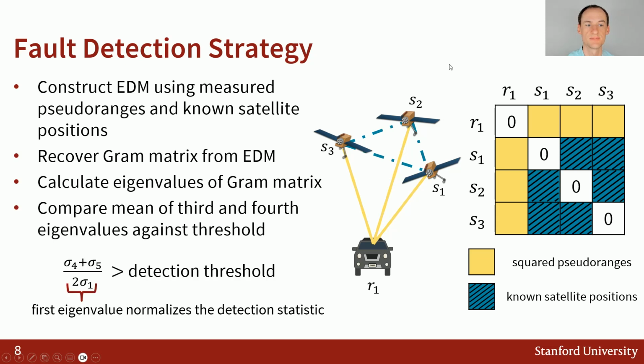Then, as our fault detection test statistic, we compare the mean of the 4th and 5th eigenvalues against a provided threshold. This detection threshold is set either manually or automatically through post-processing, and it will change based off of the amount of noise in your receiver measurements. So we take the mean and then we normalize by the first eigenvalue. This allows it to be more agnostic to the amount of noise in the system.